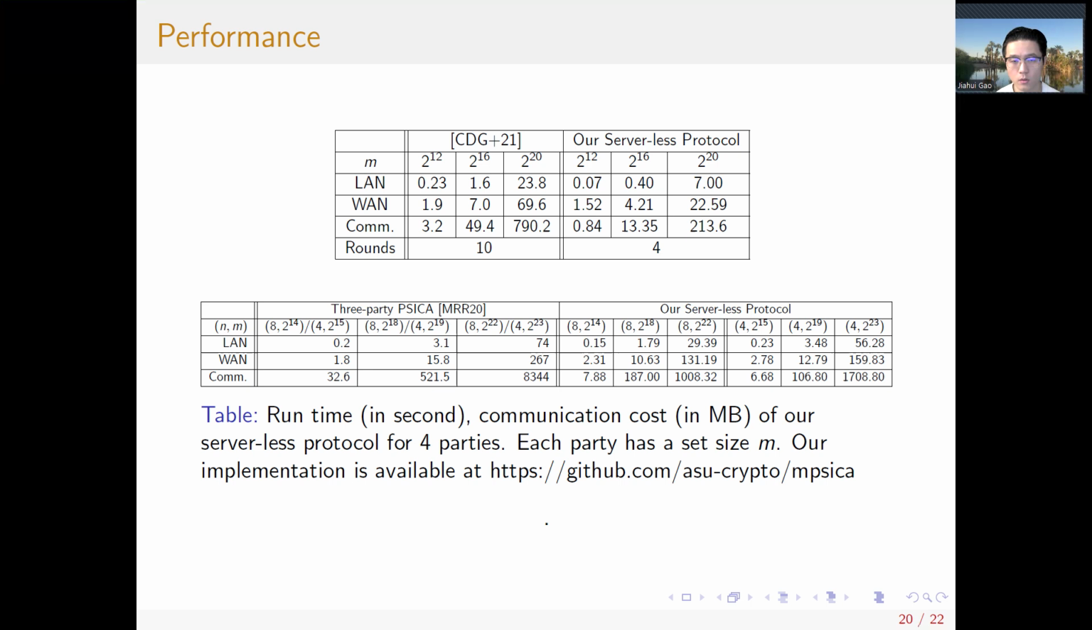Here we show the performance comparison with previous work. To compare with CDG21, we run our protocol in the full party cases with different numbers of elements in each set. To compare with MRR20, remember our protocol requires P1, P2, and Pn not colluding, which is the same as theirs requiring 3 non-colluding servers. Both comparisons show we have better running time and communication cost.